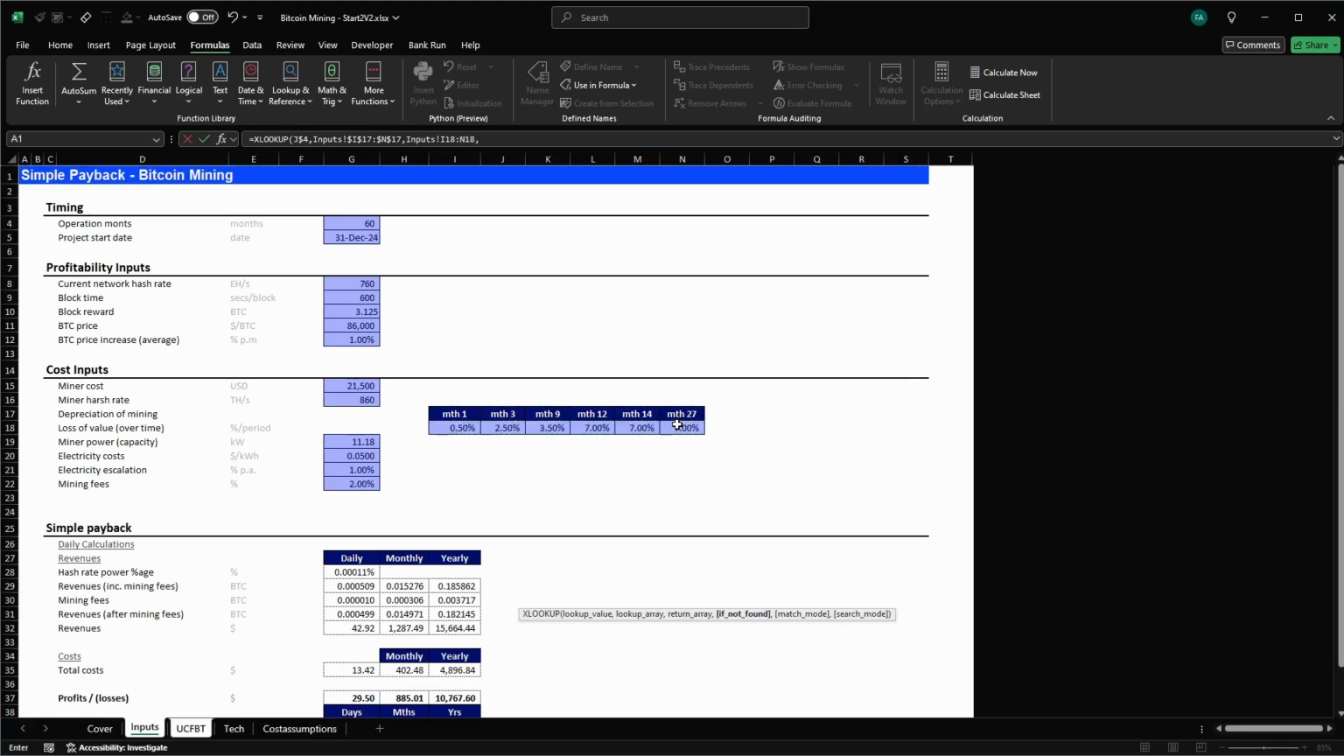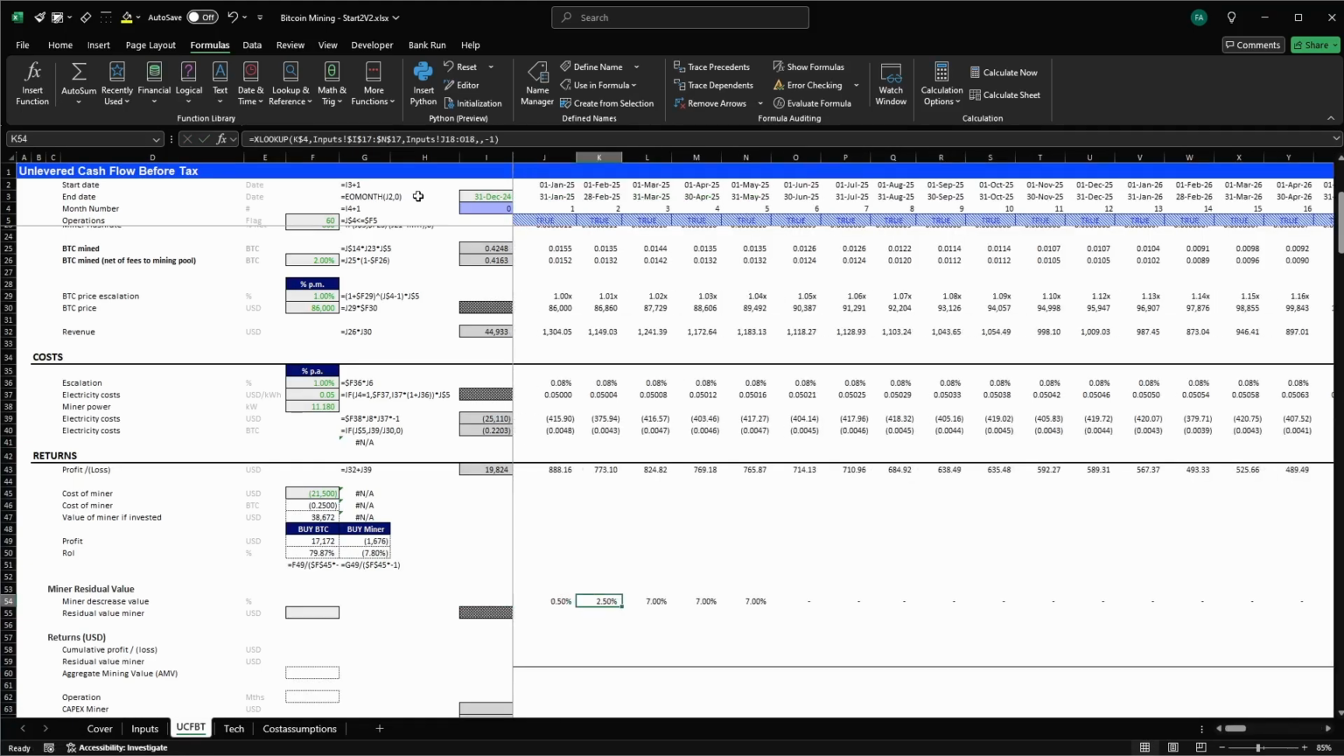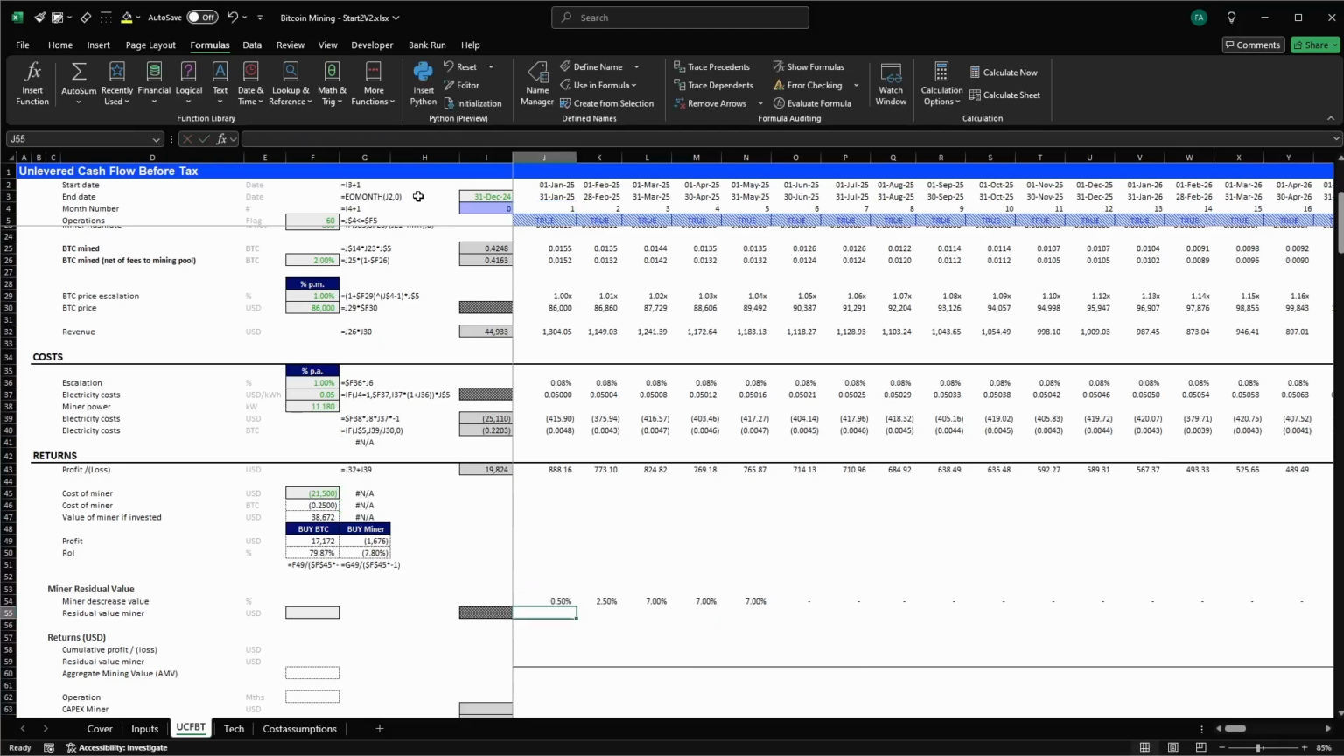What I have to do now is make sure that we set the match mode to -1, to exact match or the next smaller item. Okay, and now we can close it. What that does, I'm going to show you. What is wrong here? Let's see, I think I got the wrong one. Should be this one, right? Matching mode, -1. What's wrong here? Oh, I didn't anchor. So I have to anchor this thing here. Anchor, copy, paste, and copy across.